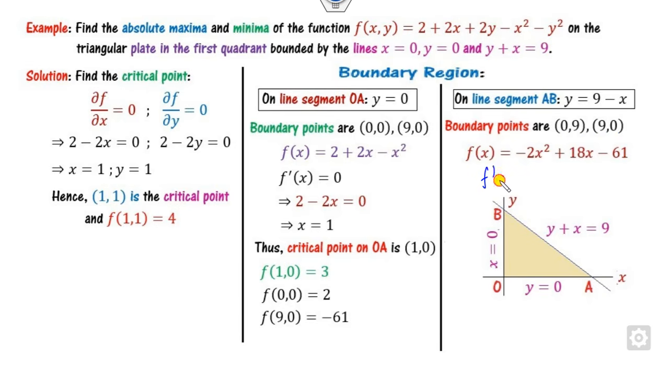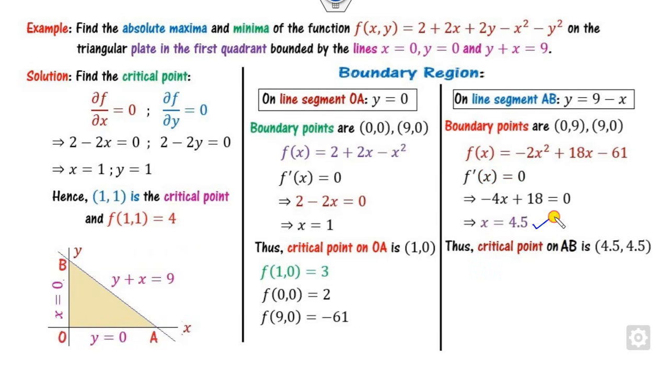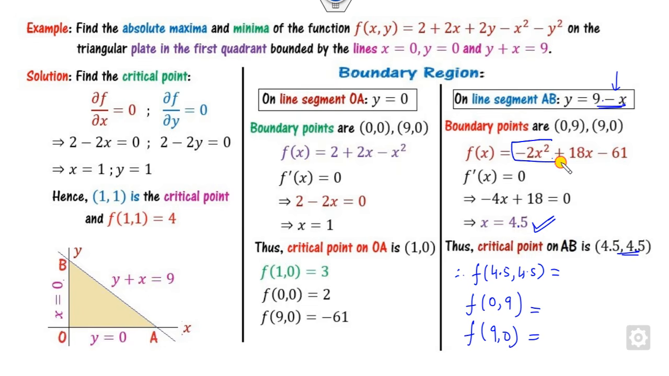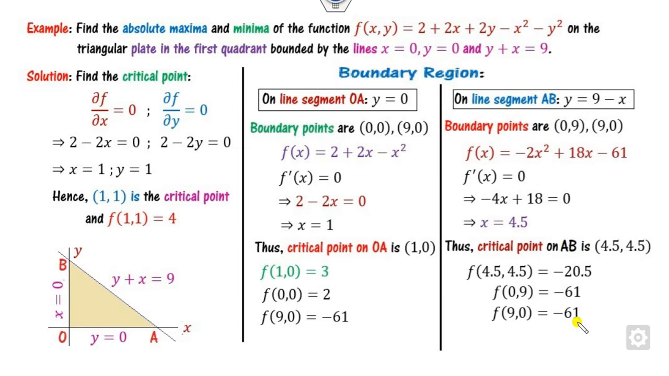Again we can take the first derivative as 0. We get minus 4x plus 18 is 0, so we can find the value of x as 4.5. So y is 9 minus x, which is again 4.5. Therefore, we get the point (4.5, 4.5). What are the boundary points? It's (0, 9), and the second boundary point is (9, 0). Either you can substitute here, or else you can substitute here. You will get the same answer.